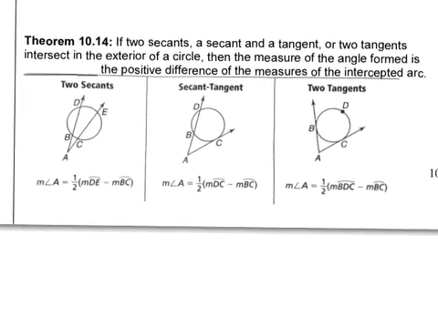So take a look here. You got 2 secants. You're going to take arc DE minus arc BC divided by 2, or multiplied by 1/2. That's going to equal angle A. Here, arc DC again minus arc BC divided by 2 equals angle A. And last, arc BDC minus arc BC divided by 2 equals angle A.